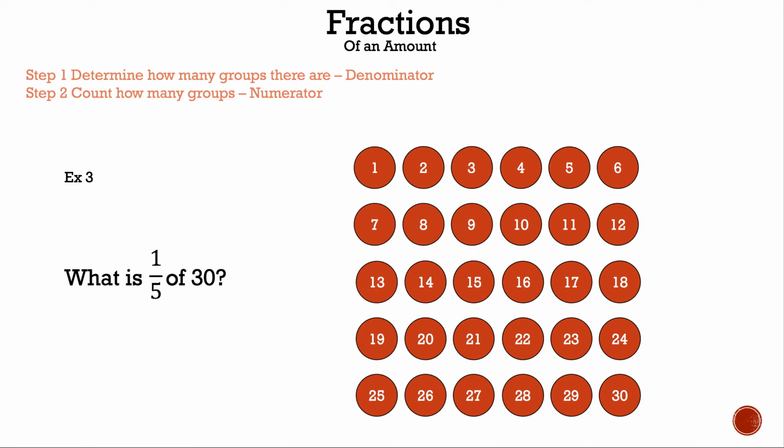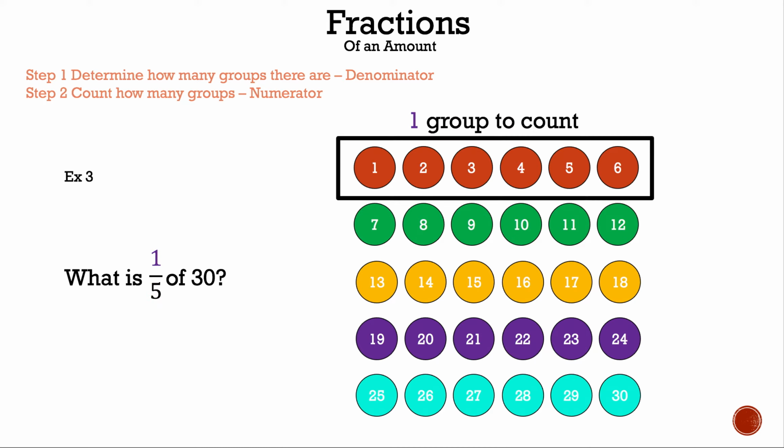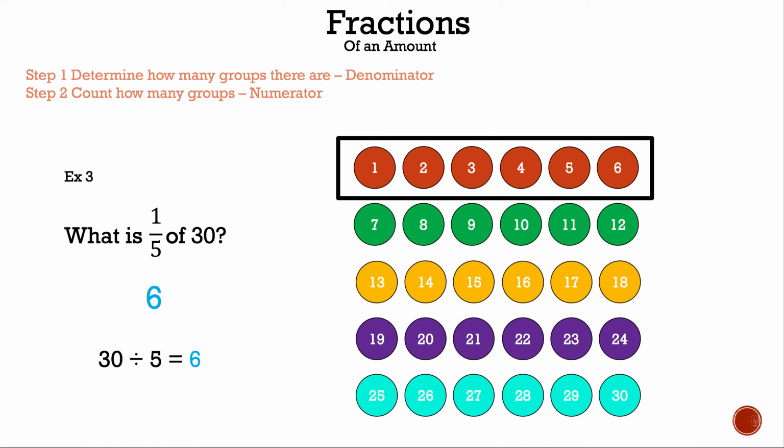Now, what is 1/5 of 30? You can go ahead and divide it into 5 groups because of the denominator, and now we can take a look at how many groups we need, which is only 1 because of the numerator, and inside the row, the box, the rectangle, there are only 6 circles. So what is 1/5 of 30? 6. You can also do 30 divided by 5, which just gives you 6.